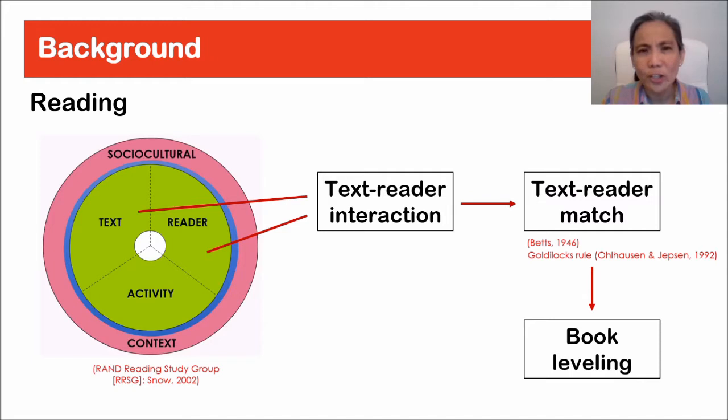Connected to this interaction is the importance of matching the reader and the text, whether it be in terms of what text is at the child's independent, instructional, or frustration level, as Betts forwarded in the 1940s, or whether it is about making a child read the text based on the Goldilocks rule, or something just right, not too hot or too cold, or rather, not too difficult or too easy, as what Ohlhausen and Jepsen asserted.